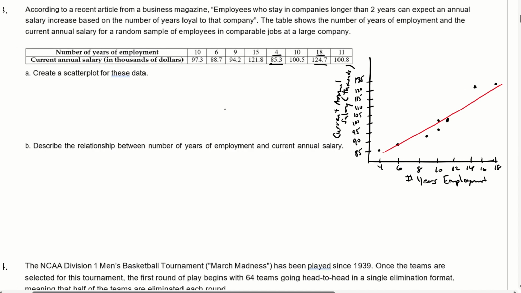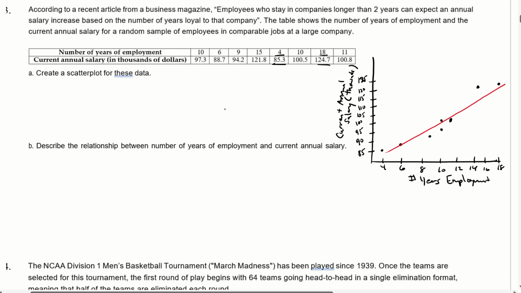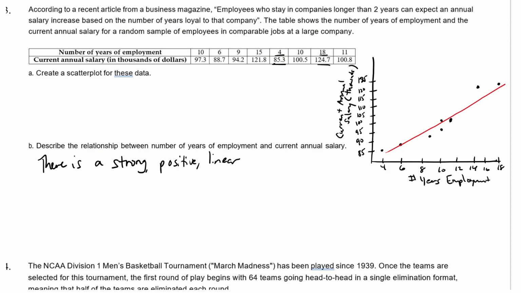So I would say, remember, when we're doing this, we're describing a relationship, we need strength, direction, form, and then unusual outliers. There's no unusual behavior here. Okay, so there is a strong positive linear relationship between years of employment and current annual salary.